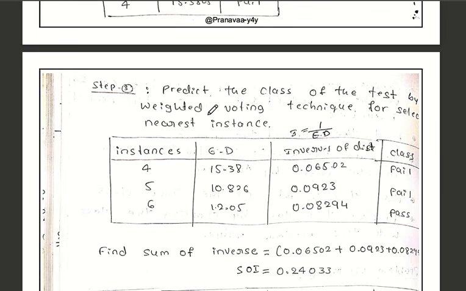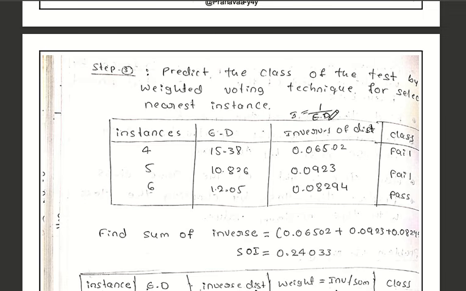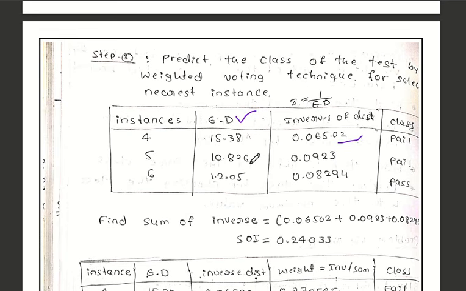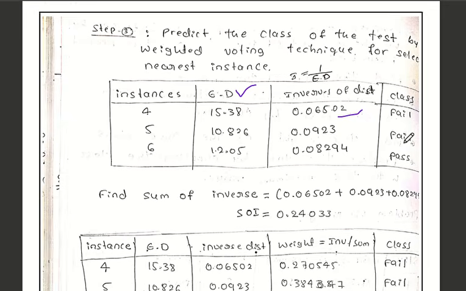Then in step 3, in the k nearest labels, based on the majority we give the conclusion. But here you need to find the inverse of the Euclidean distance. So the Euclidean distance you have already got. You need to take the inverse of this Euclidean distance, that is 1 by 15.30. You will get this value. Like that only you have to do for the further two. Again you need to write the fail.